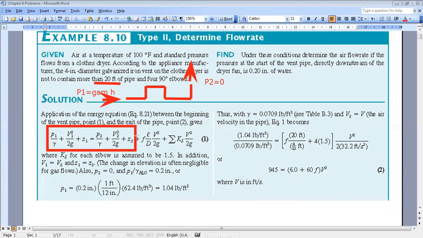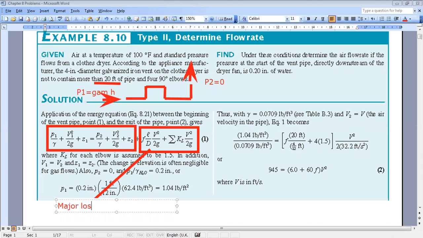But here, losses are not negligible, so we should account for losses, okay? The losses are accounted through these two terms. So in any system, you have two types of losses. We say major and minor, okay? This term here is the major losses. And what we mean by major losses, this is due to the length of your ducting system, okay?